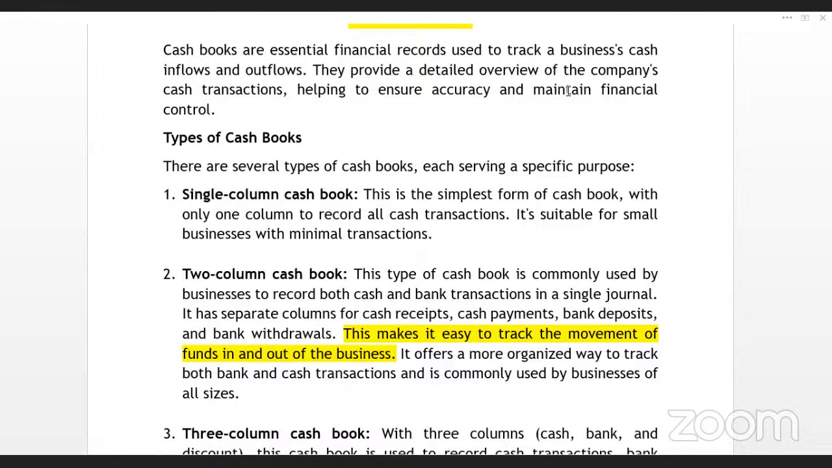There is something in the chat box here. What do we have? Priscilla says a three-column cash book is a type of cash book used in accounting that records transactions involving cash, bank, and discounts. Thank you so much, Priscilla.